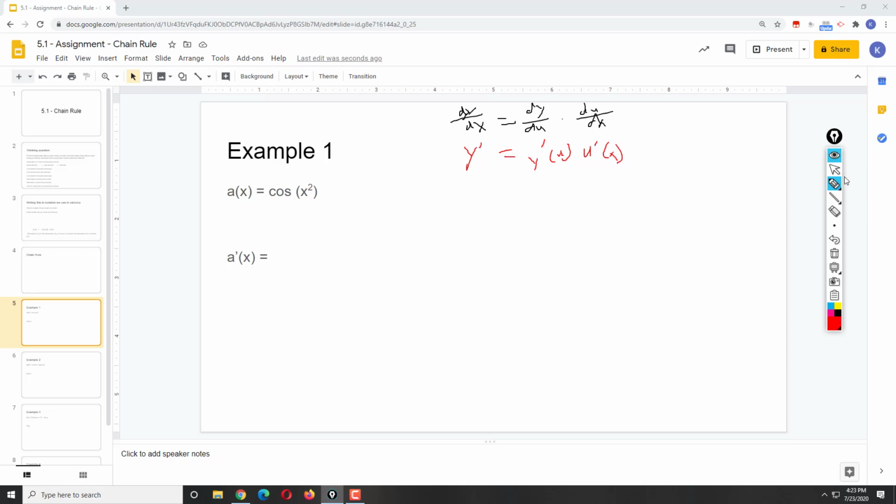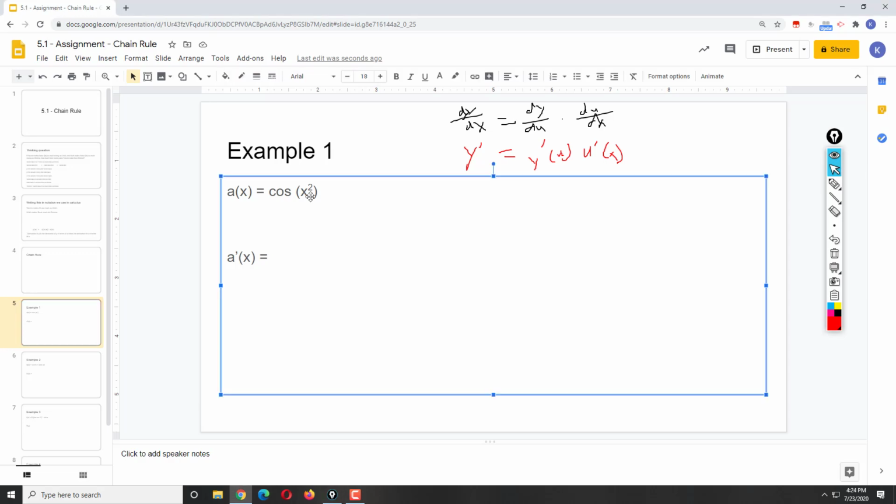Alright, example 1. A of x is equal to cosine of x squared. Well, in this example, cosine of x squared, we can look at it as u is x squared.